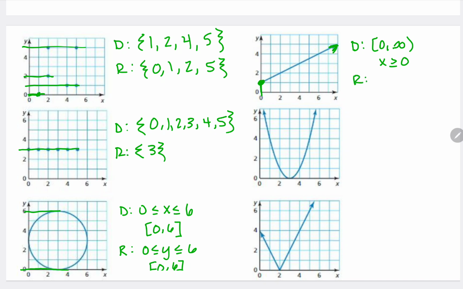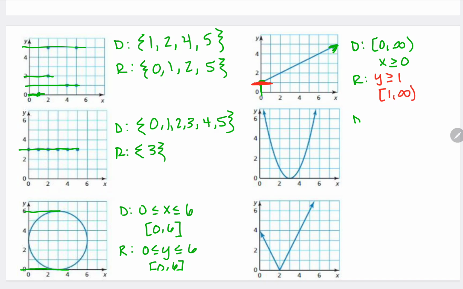My range, how tall it is, my lowest point is at 1. I shouldn't say tall. That's not really quite right. And everything else is above the 1. So y is greater than or equal to 1, or in interval notation, that would be 1 through infinity.